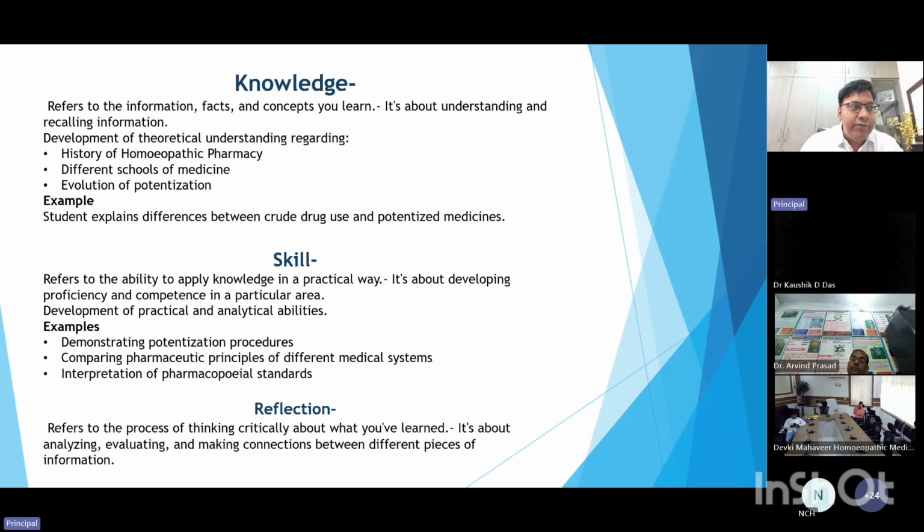And reflection refers to the process of thinking critically about what you have learned. It is about analyzing, evaluating, and making connections between different pieces of information. So I have tried to give many examples to make this aspect clearer.